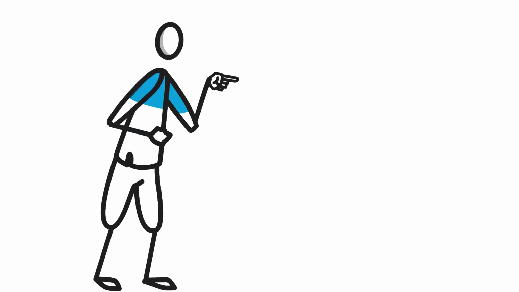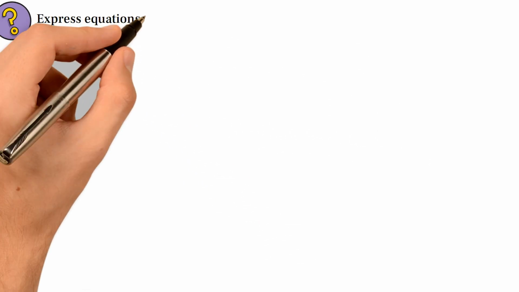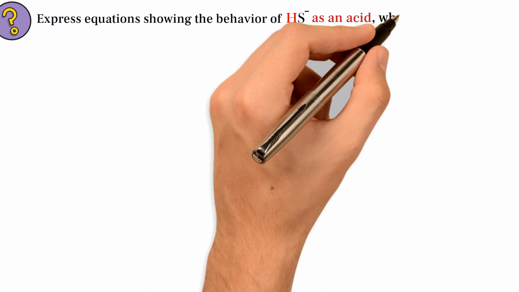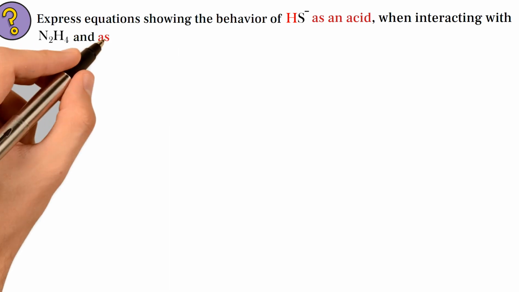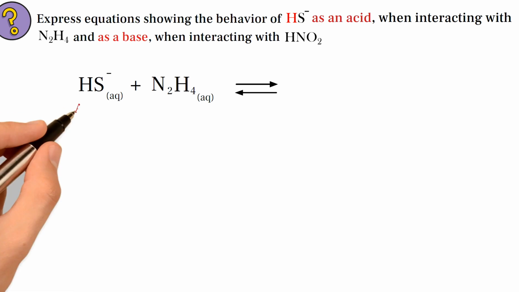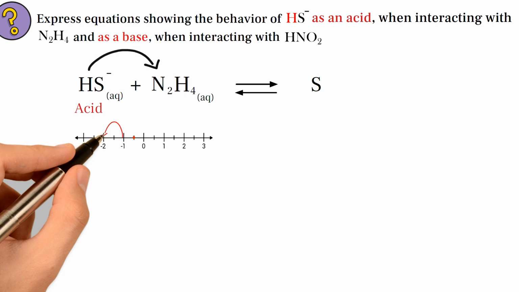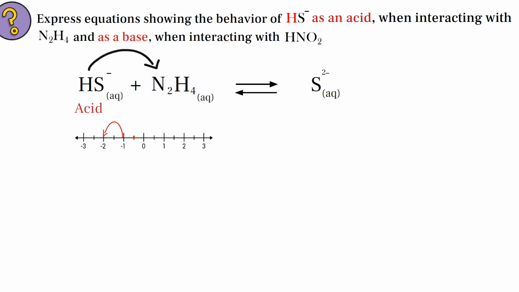And now, let's solve some exercises on amphoteric substances. In the first exercise, we will write equations showing the behavior of HS minus as an acid when interacting with N2H4 and as a base when interacting with HNO2. Here HS minus is the acid in this reaction, so it will donate a proton and become S. As for the charge, as we learned in the second part of the Bronsted-Lowry concept, we will use the line number. Since HS has one negative charge, and since it will donate a proton, its charge will decrease. Thus, it will acquire a charge of -2.